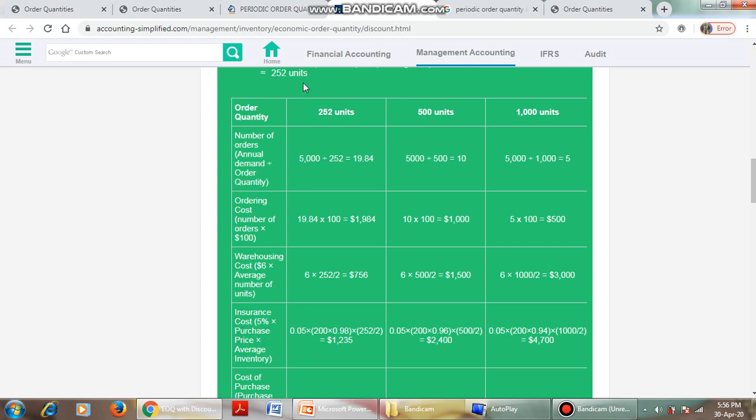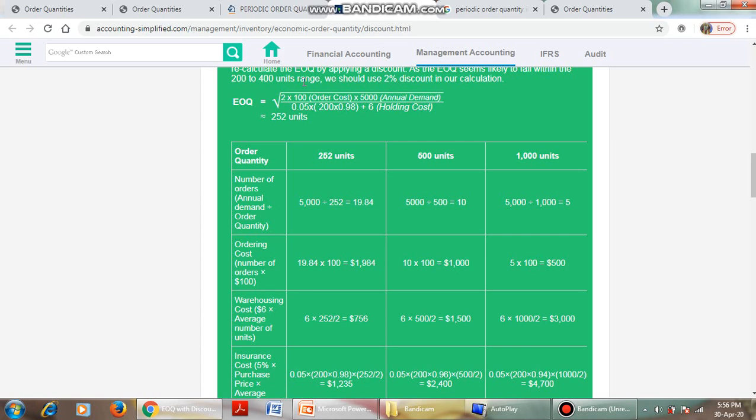Okay, so that we get 252 units. We'll get 252 units as the EOQ. Now, in which order, if he purchases, will he be more economical? How will he get the profits?